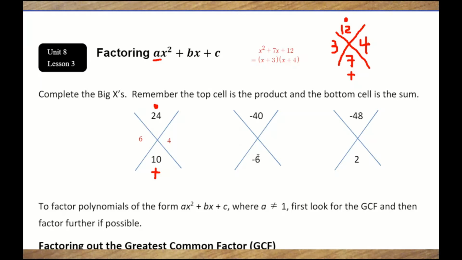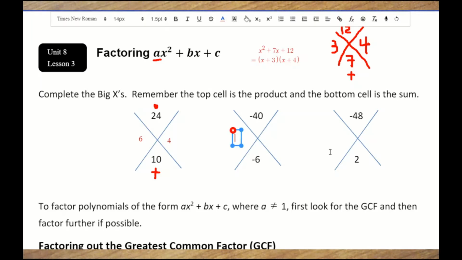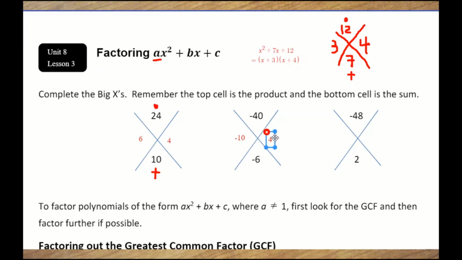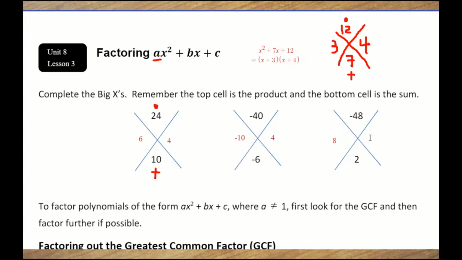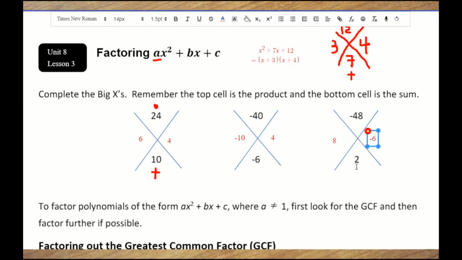Let's see if we can think of it here. We could do negative 10 and 4, because negative 10 times 4 is negative 40, and negative 10 plus 4 is negative 6. Let's do the last one. We need two numbers whose product is negative 48 and whose sum is 2. We could do 8 and negative 6, because 8 times negative 6 is negative 48, and 8 plus negative 6 is 2.